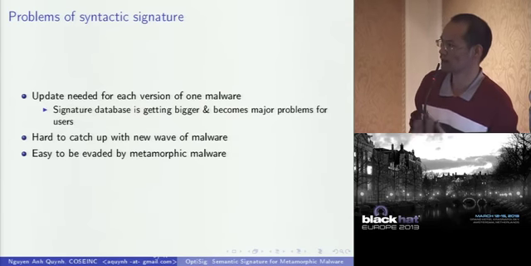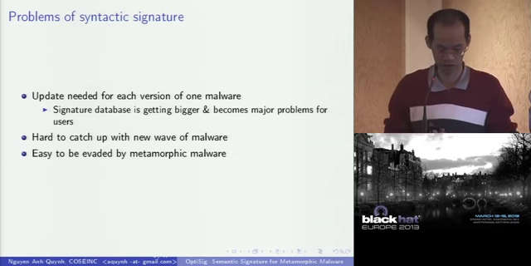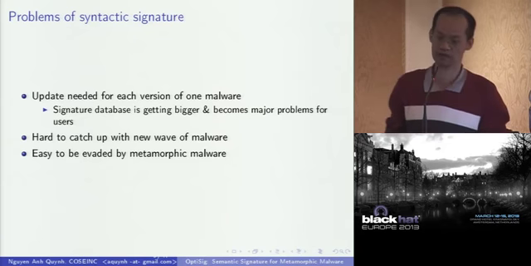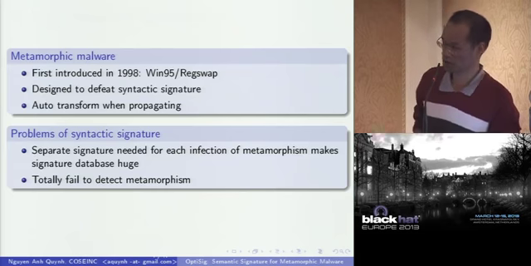The other problem is that it's very hard to catch up with a new wave of malware because there is too much malware, and we need a new signature for each malware, and that is a big problem. Finally, the syntactic signature is very easy to evade by metamorphic malware. So what is a metamorphic malware?